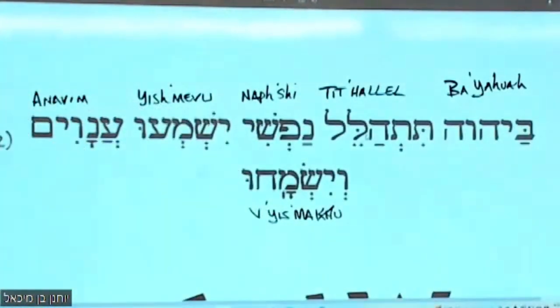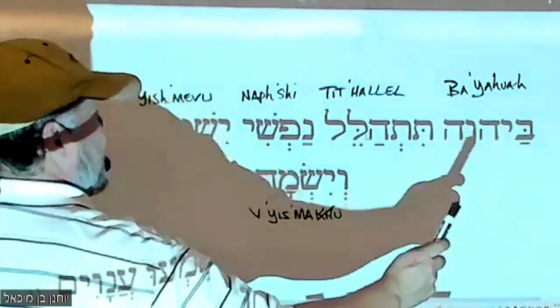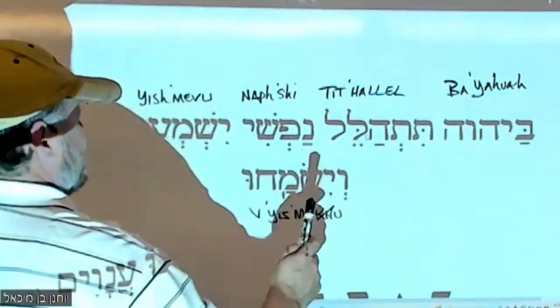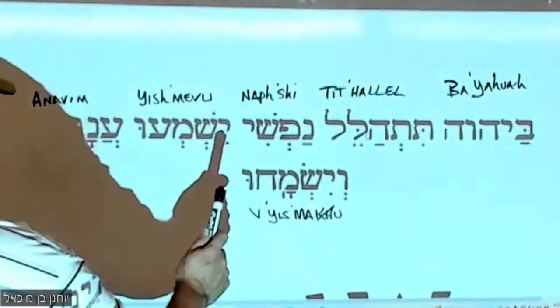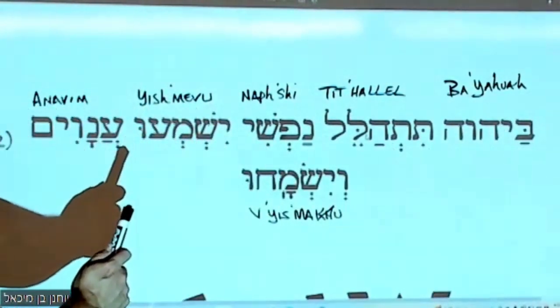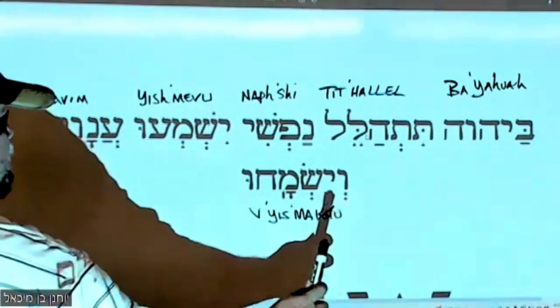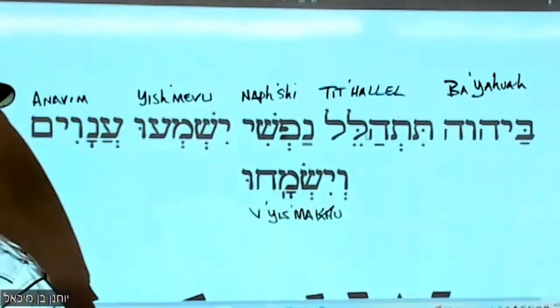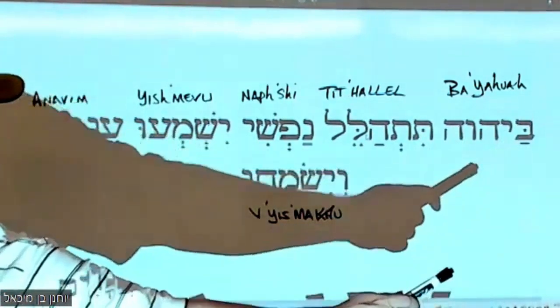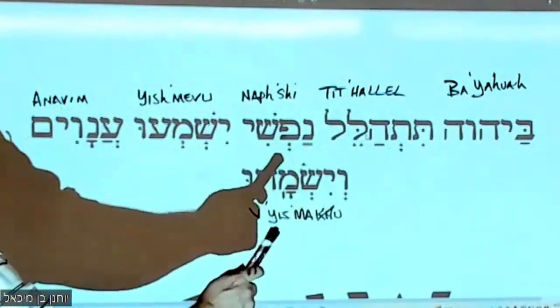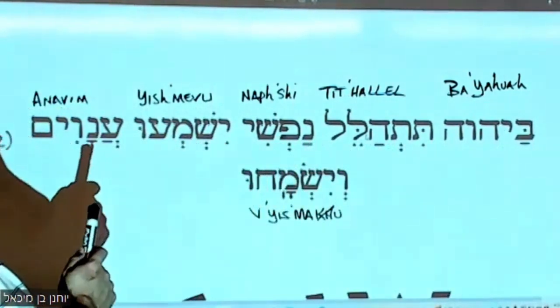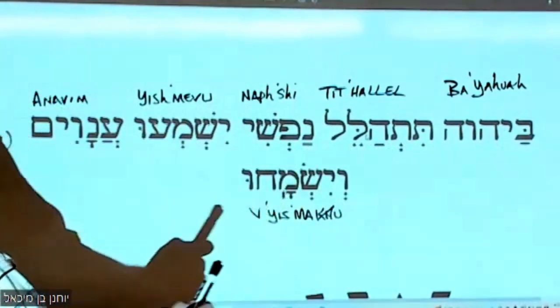All right, so we have transliterated our sentence. So let's read it together. We have Bayawa tithalel nafshi yismevu anavim vayismachu. Let's do it again. Bayawa tithalel nafshi yismevu anavim vayismachu.